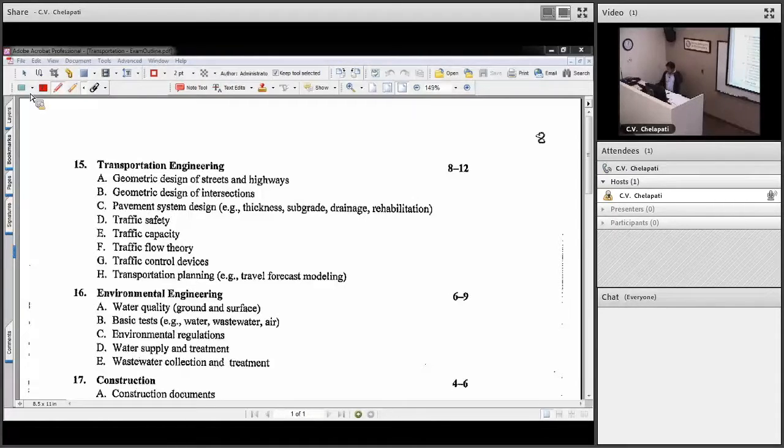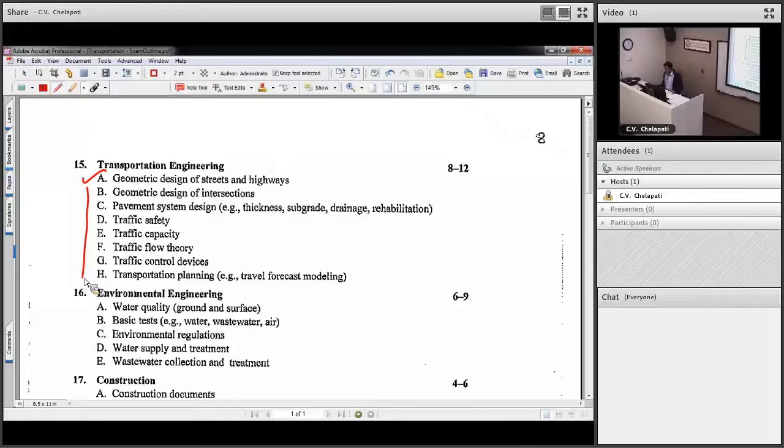Okay. So the first topic we are going to cover is geometric design of streets and highways, and we have sections A to H. That's our first focus, and then we cover design of intersections. Then we'll have one problem on pavement system design, covering different thickness, subgrade, drainage, and rehabilitation examples, and then we have traffic safety, traffic capacity, and all these in sequence.